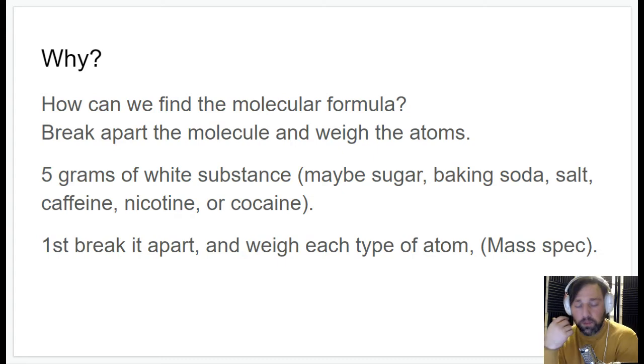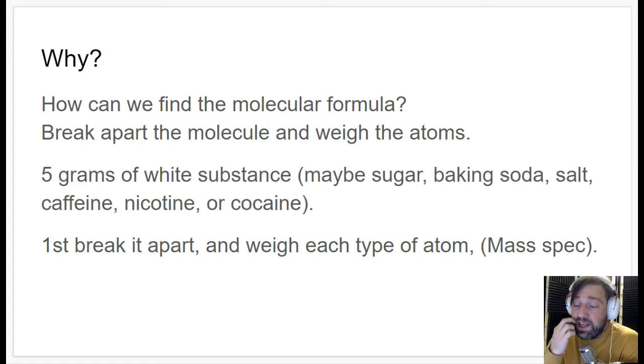Okay. So before we were talking about mass spec. Mass spec is a way that we can figure out the weight and the abundance of different atoms. Let's say I'm walking around the school and I find a white substance, and I have 5 grams of this white substance. It could be sugar, baking soda, salt, caffeine, nicotine, cocaine. Doesn't matter. Could be anything. Now, I, as a teacher, have to say to myself, do I need to call the police? This could be cocaine, right? And I'm not going to try it by stuffing it up my nose. It could also be like dried bleach, you know?